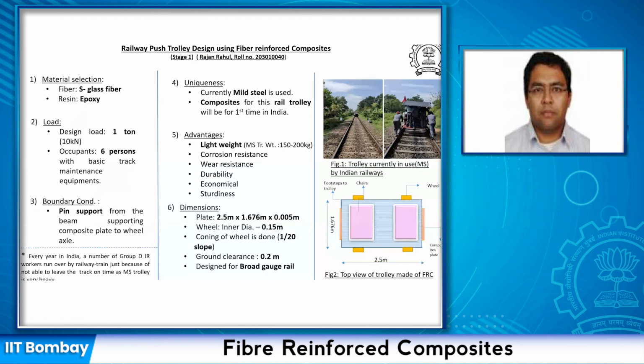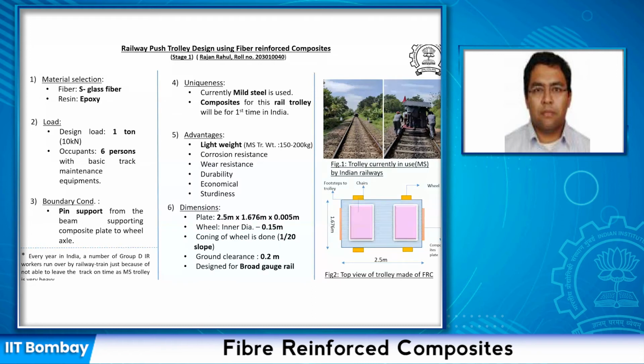Yes, sir. Good morning, everyone. I'm Rajan Raul, and I'm going to design a railway push trolley using fiber reinforced composites. As you can see from the figure, this is the railway trolley used by trolleymen in the Indian Railways for maintenance of the railway track. Since this is a mild steel railway trolley, it is very heavy, with a weight of 150 to 200 kg, and I propose to substitute it with fiber reinforced composite, so the weight will be reduced.